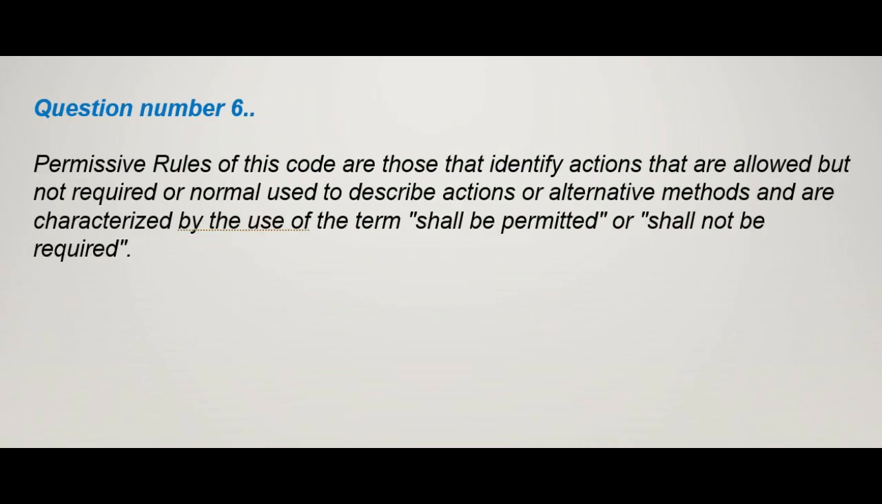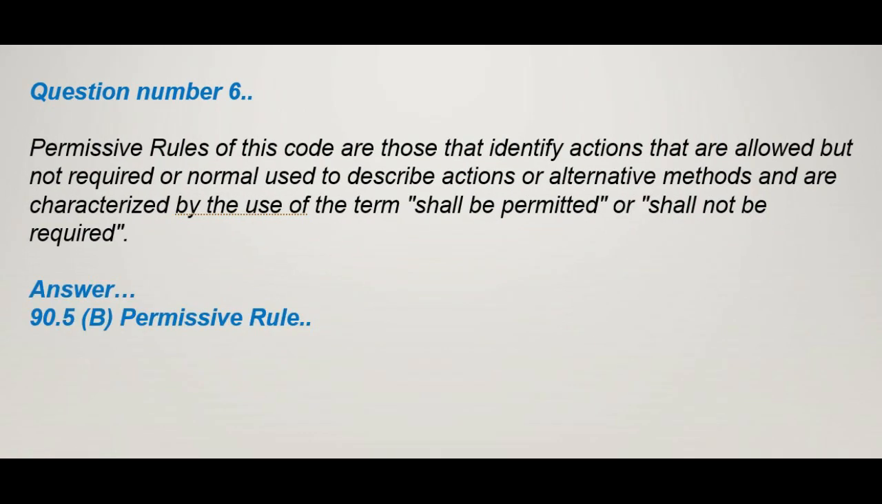Question number 6. Permissive rules of this code are those that identify actions that are allowed but not required, are normally used to describe actions or alternative methods, and are characterized by the use of the terms shall be permitted or shall not be required. Answer: permissive rule.